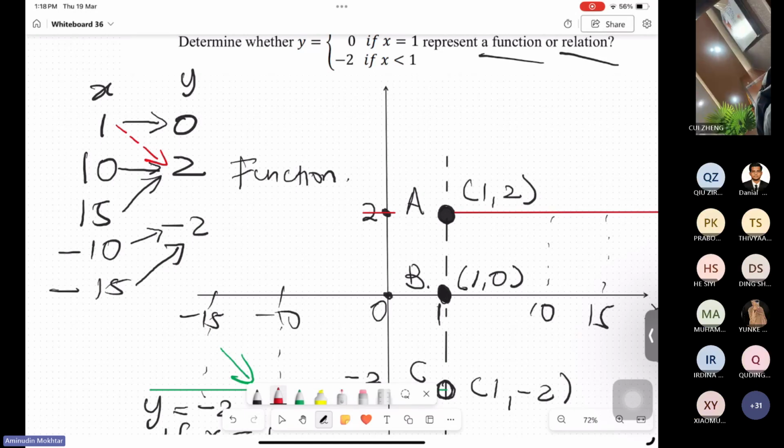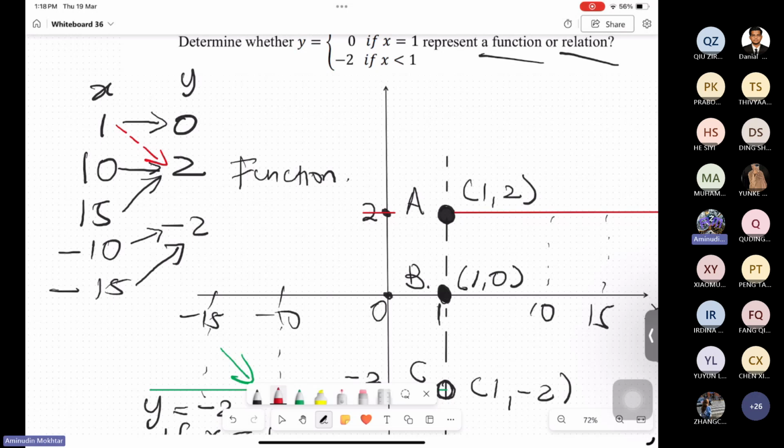We need to check: if one input can produce one output, that is a function. But if one input can produce more than one output, two outputs, three outputs, and so on, it is called a relation. Okay, that's the difference between function and relation.